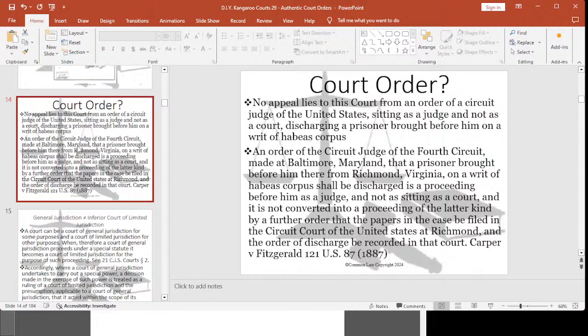on a writ of habeas corpus shall be discharged as a proceeding before him as a judge, and not as sitting as a court. And it is not converted into a proceeding of the latter kind, and by further order the papers in the case be filed in the Circuit Court of the United States of Richmond, and the order of discharge be recorded in that court. So the point being is that judges sit in their private capacity all the time. It's not as a court.